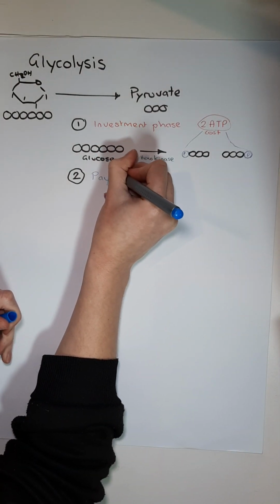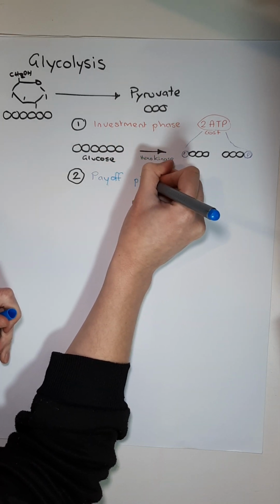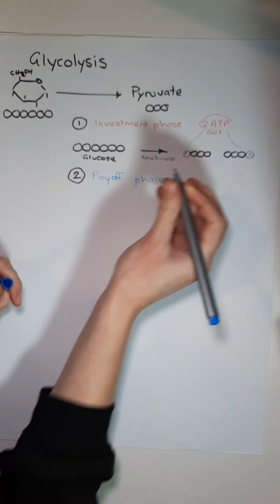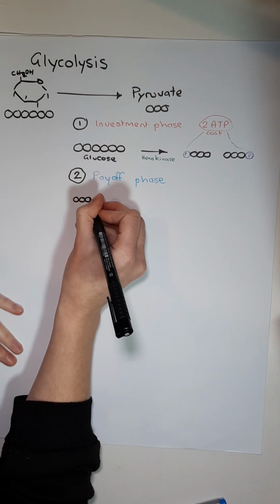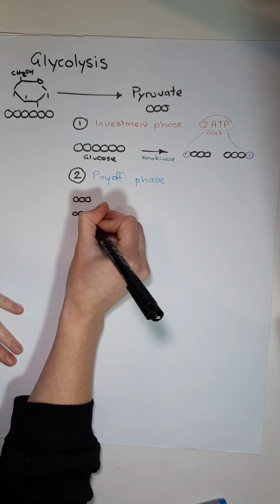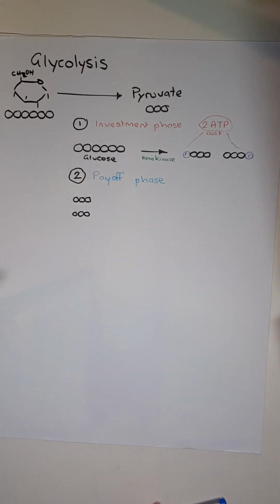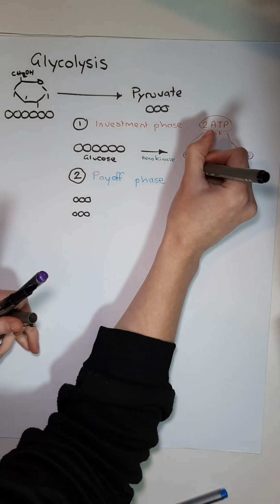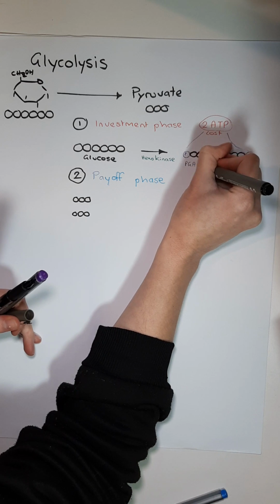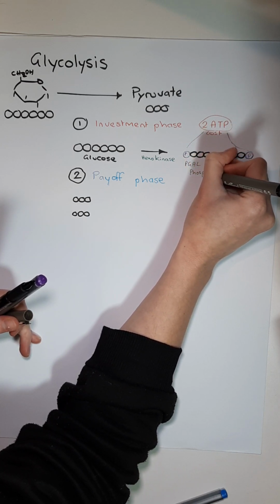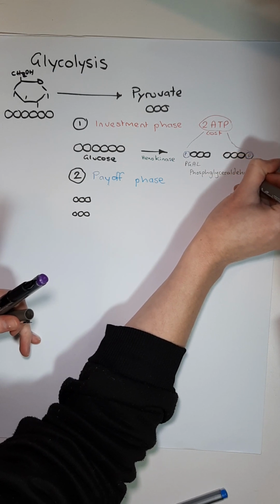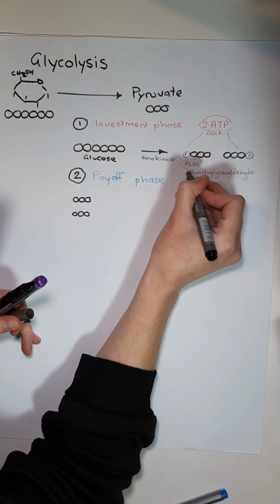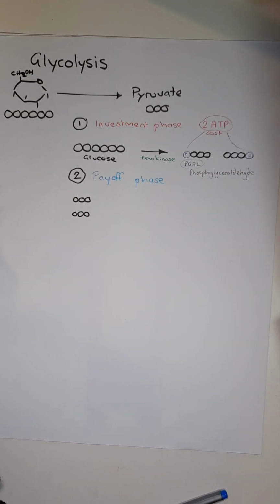So our payoff phase. So this is where we have our 3 chain, we could call them PGAL for phosphoglyceraldehyde. Let me write that down over here. PGAL, phosphoglyceraldehyde. So we've got our 2 little PGALs over on this side.